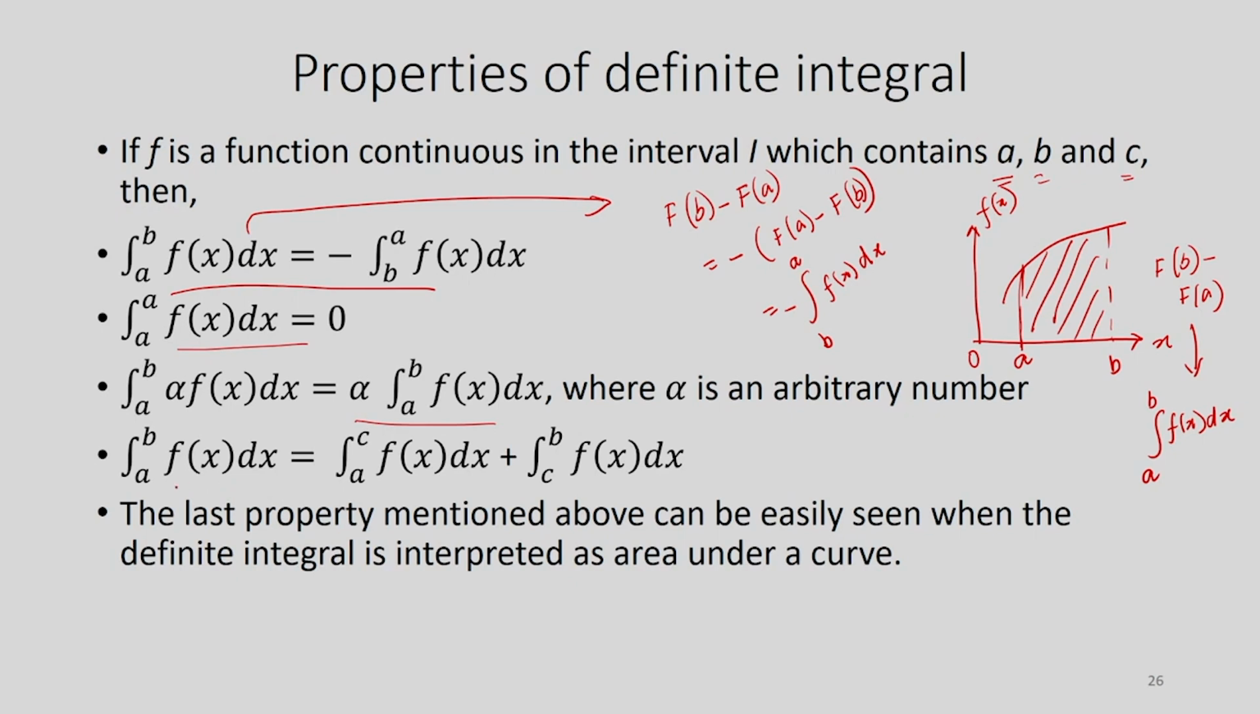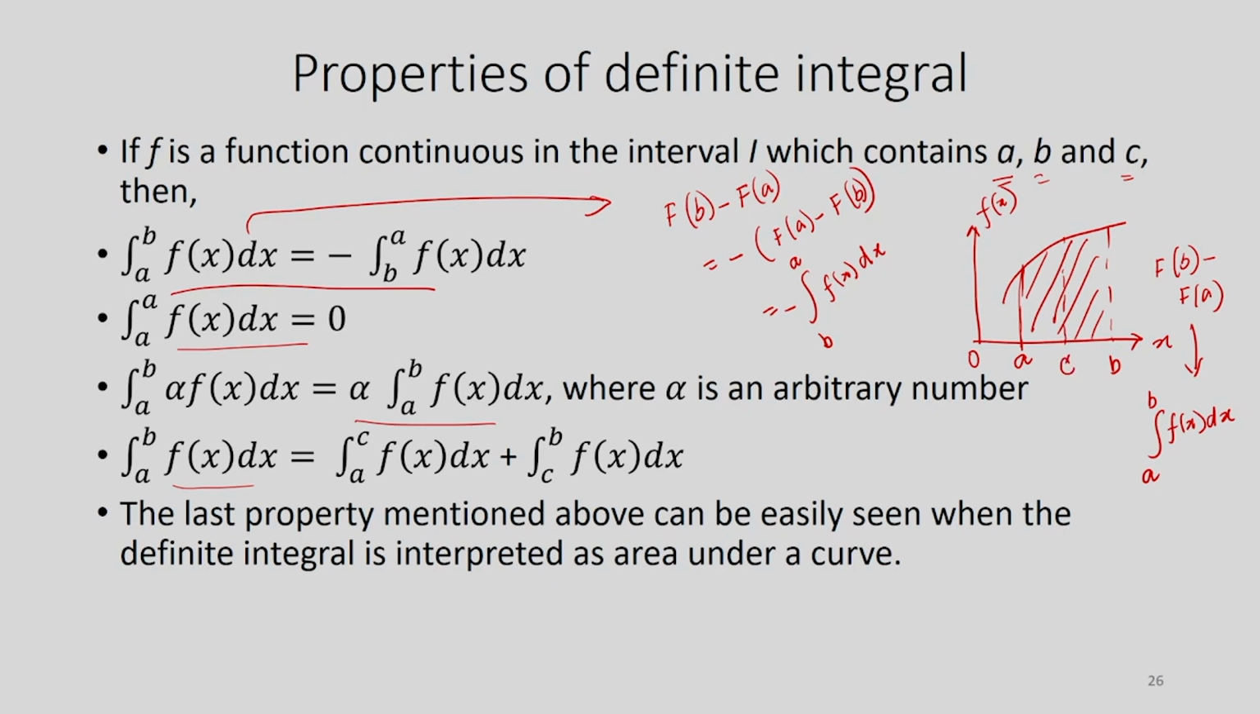The fourth property is integration of a to b f(x) dx is equal to integration of f(x) from a to c plus integration of f(x) from c to b. The last property mentioned above can be easily seen when the definite integral is interpreted as area under a curve. This can be seen from this diagram itself. So, a and b are two numbers, a is less than b, and I take c somewhere in between, here is c.